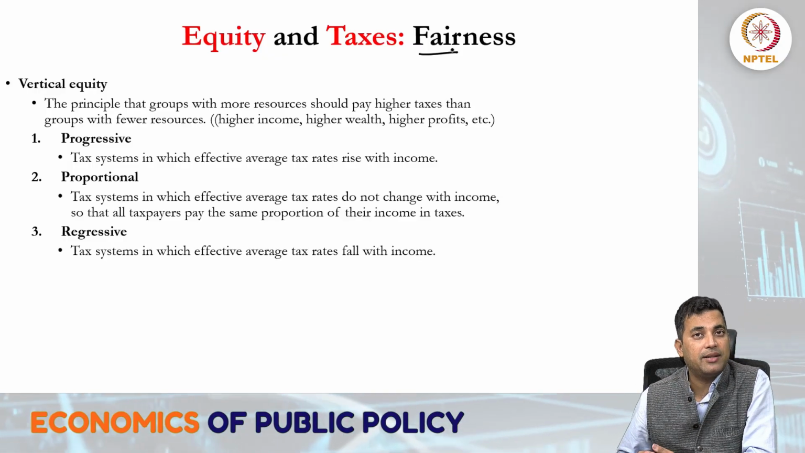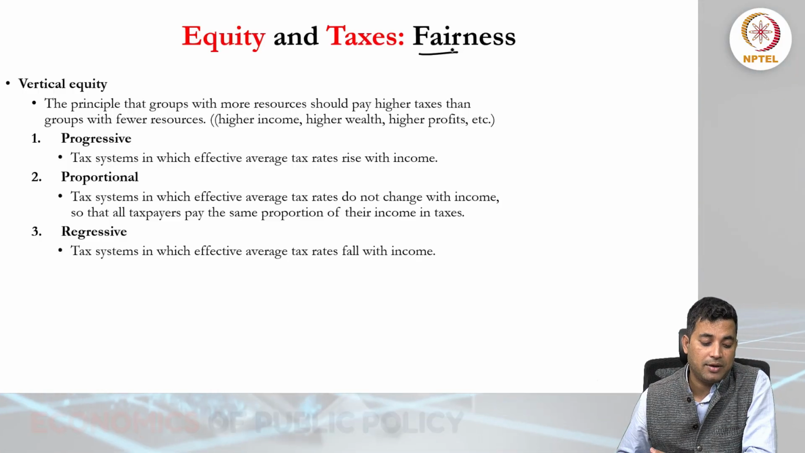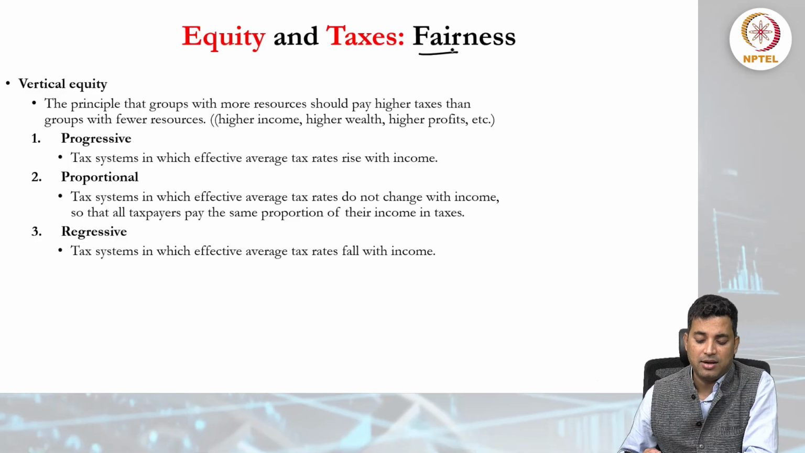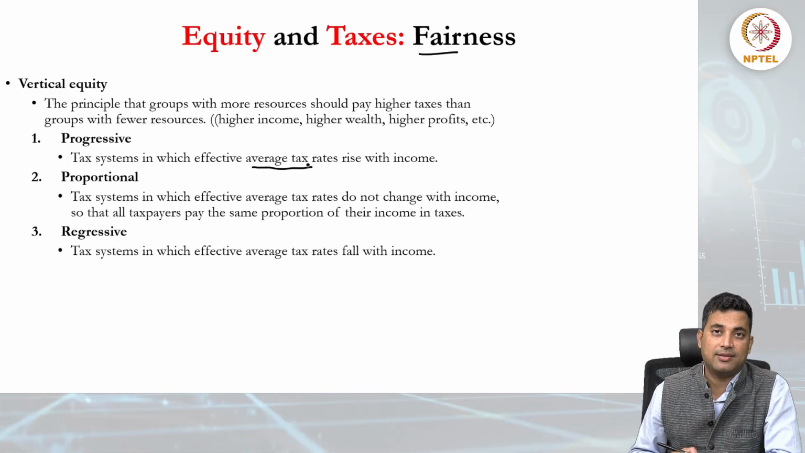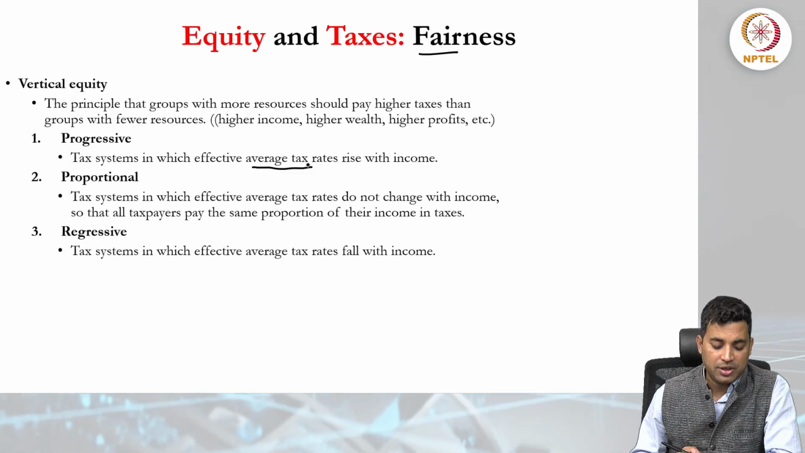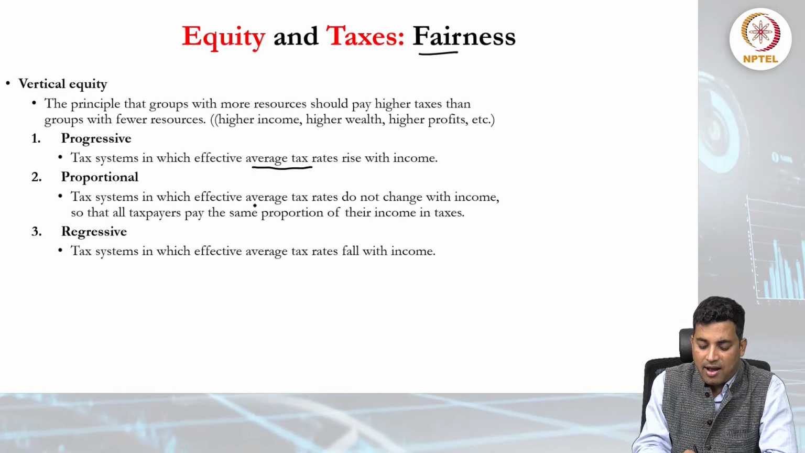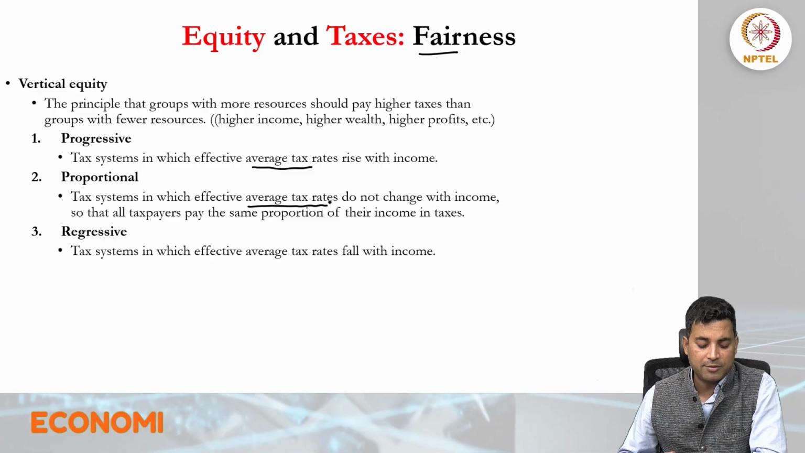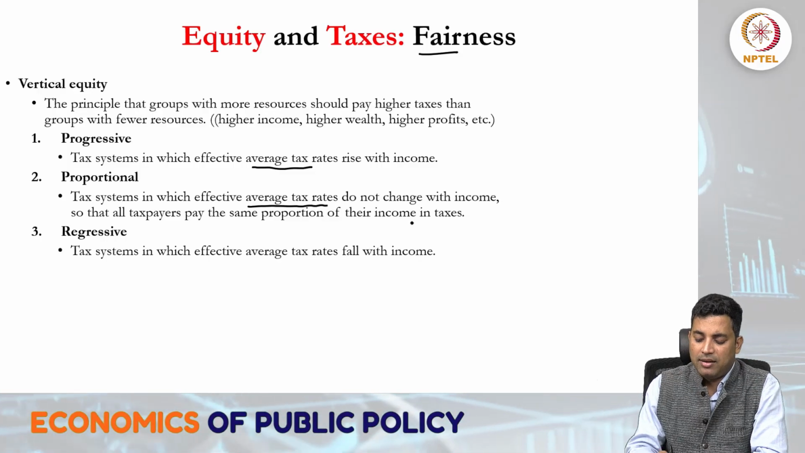In vertical equity there are three broad categories. One is progressive vertical equity, which says that it is a tax system in which the effective average tax rate rises with the income. So here we are trying to highlight that average taxes should proportionately be increasing. Proportional is the tax system in which the effective average tax rate does not change with the income, so that all taxpayers pay the same proportion of their income in taxes.